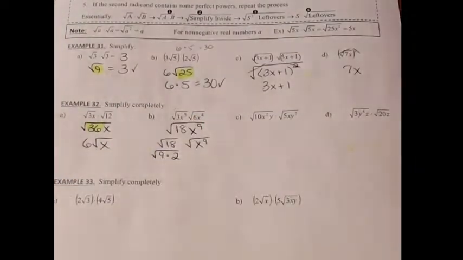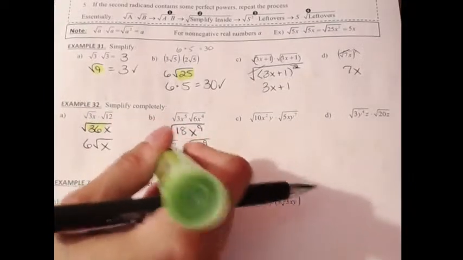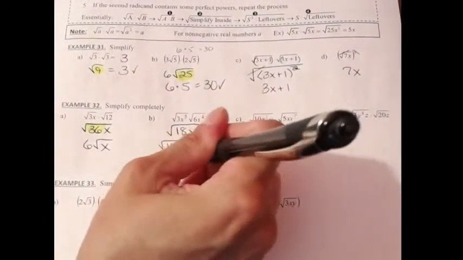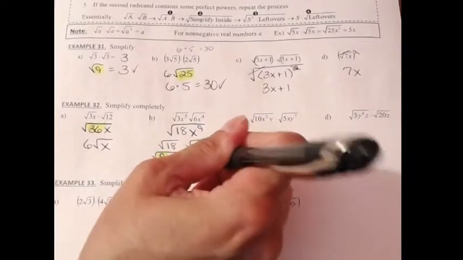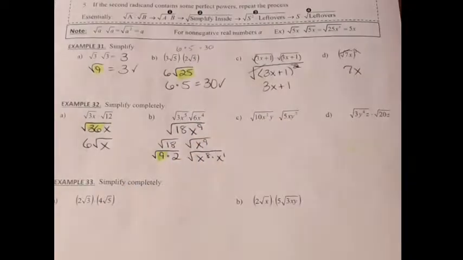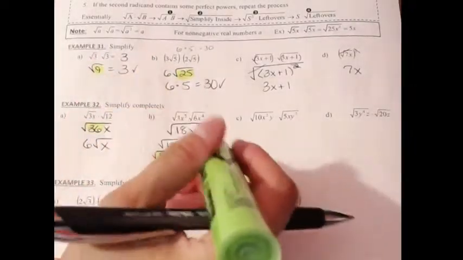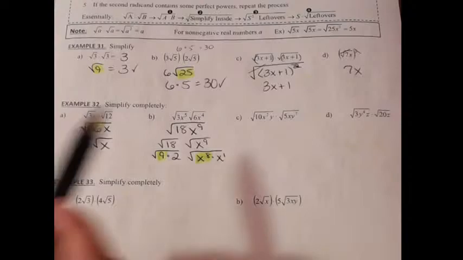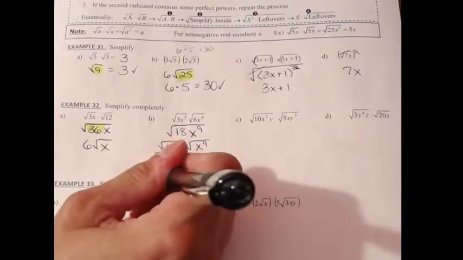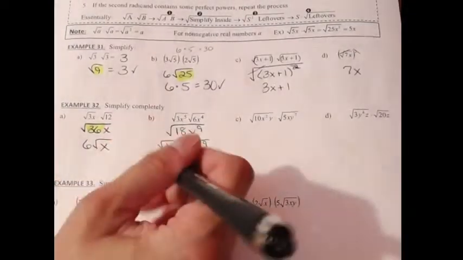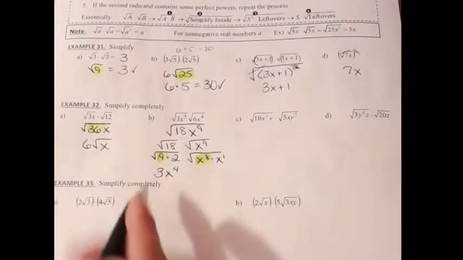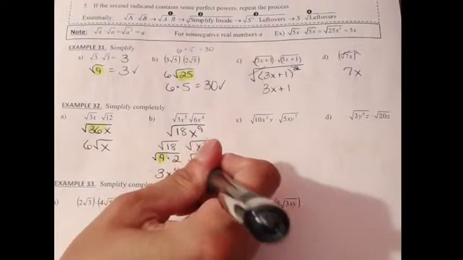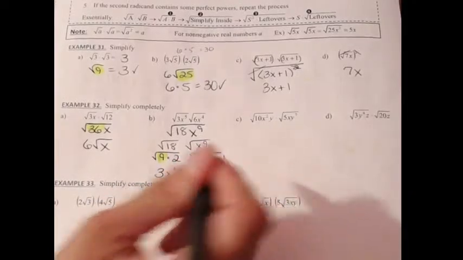Let me go ahead and highlight that 9. There's my perfect square. And then with square root of x to the 9th, remember, if it was just one less, it would be a perfect square. So we essentially rewrite it as x to the 8th times x to the 1st. Square root of 9 is 3. Square root of x to the 8th is x to the 4th. And then we still have square root of 2 and a square root of x. So let's put that together. Square root of 2x, and you're done.